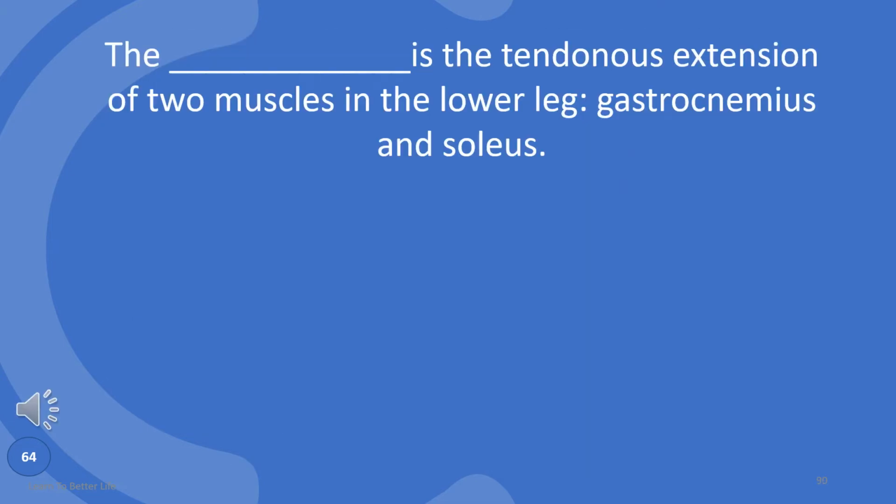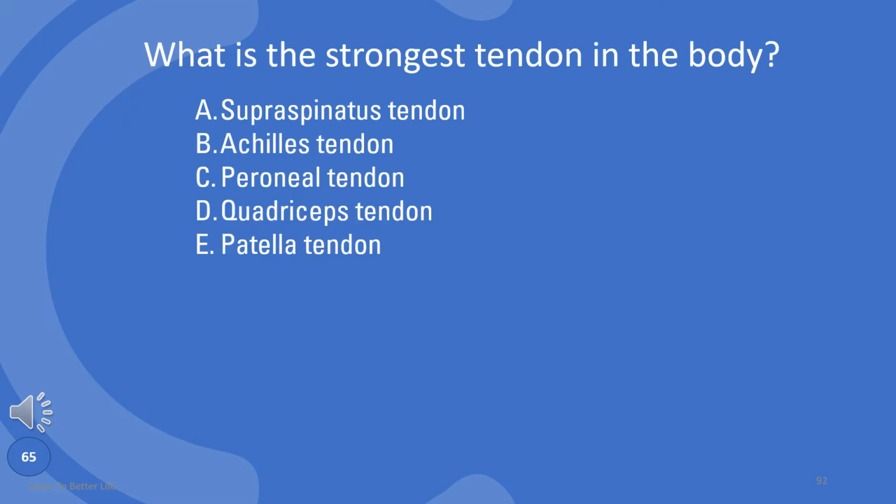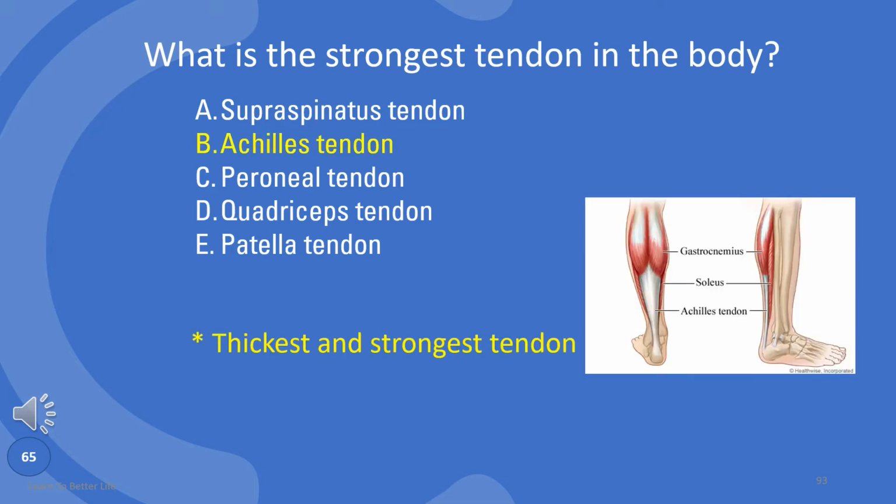Now that you got some oxygen to your brain, do you know which structure in the body is the tendinous extension of two muscles in the lower leg, gastrocnemius and soleus? That is the Achilles tendon. What is the strongest tendon in the body? A, supraspinatus tendon. B, Achilles tendon. C, peroneal tendon. D, quadriceps tendon. E, patella tendon. The answer is B, Achilles tendon. It's also the thickest and strongest tendon.